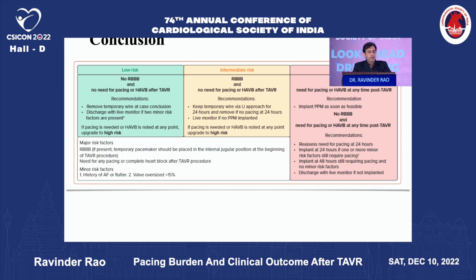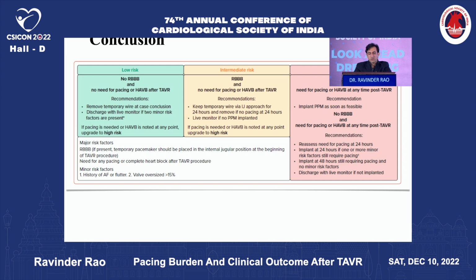Recommendation: remove the temporary wire at the conclusion, discharge with live monitoring if two minor risk factors are present. If pacing is needed or high degree AV block is noted at any point, upgrade this patient to high risk. Now let us see high risk. Let's just focus on the high risk patients. Right bundle branch block and need for pacing for a high degree AV block anytime post TAVR, put in a pacemaker. Don't even think about it.